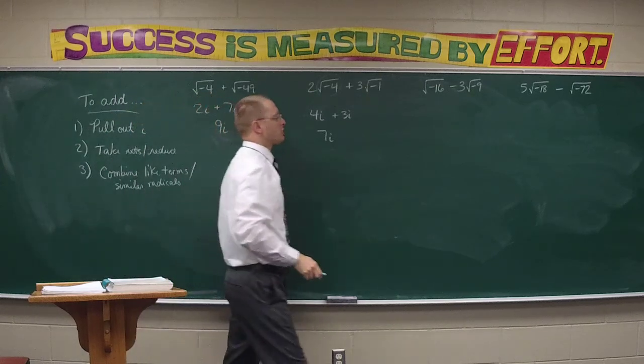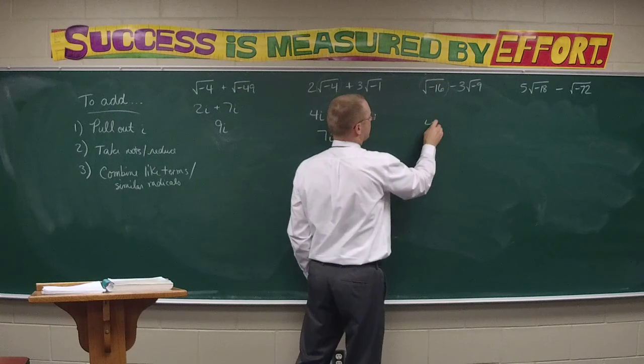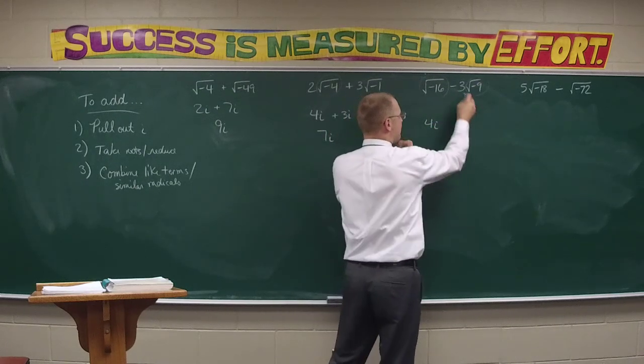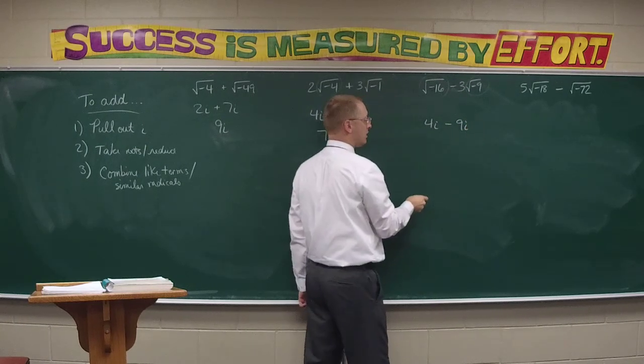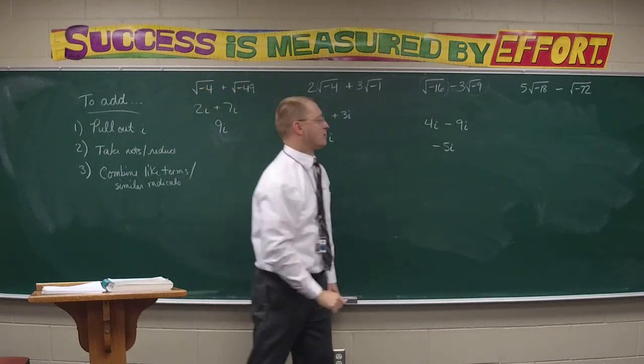On the next one, square root of -16, Audrey. Oh, 4i. 4i. And then the square root of -9, 3i, times the -3, -9i. So we get -5i. -5i. How many did that answer? Look at the next one.